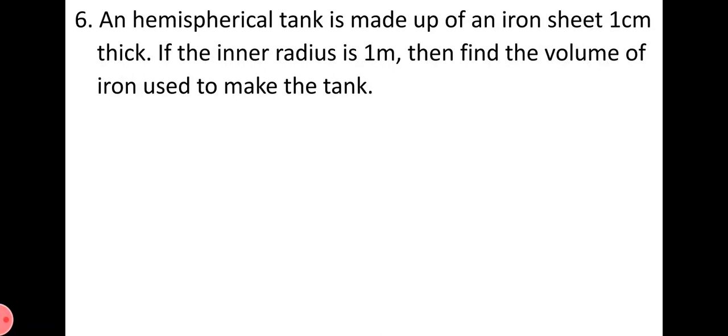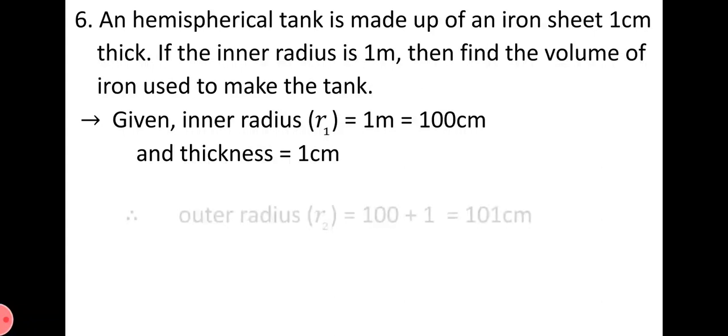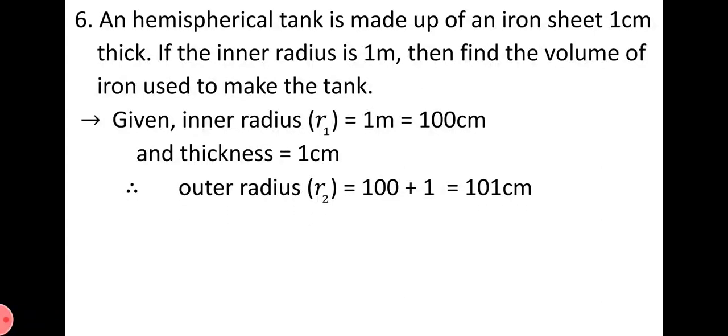For the solution, first we convert the units. It's better to convert the radius into centimeter so that we get the same unit. So given inner radius r1 equals 1 meter, that is 100 centimeter, because 1 meter equals 100 centimeter. Also thickness is given as 1 centimeter. Therefore the outer radius r2, because when we add thickness to the inner radius we get the outer radius, equals 100 plus 1, that is 101 centimeter.